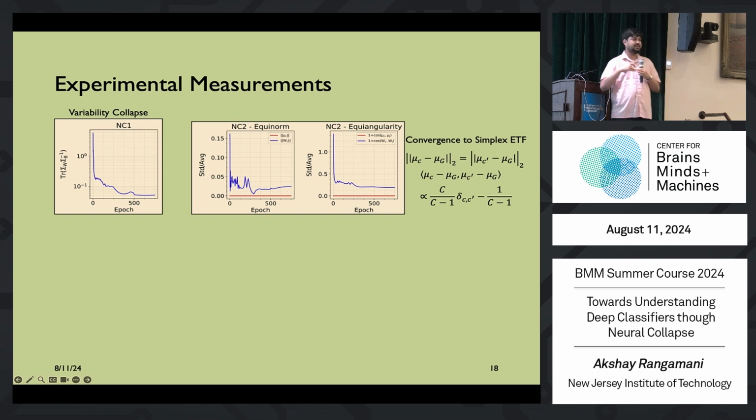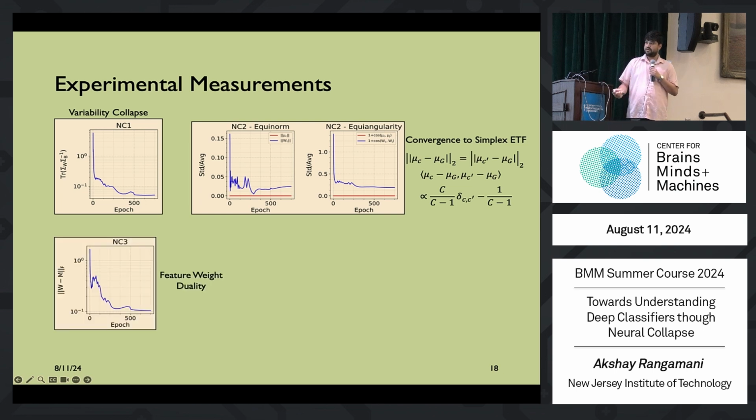These conditions are called NC1 through 4. NC2 is the condition that your mean vectors spread out to be as far away from each other as possible, which is captured by this simplex ETF. So all of the mean vectors have the same norm, and they have the same angles with each other. And then the third condition is feature weight duality, which is that the classifier vectors and the mean feature vectors are duals of each other. So if you measure the distance in Frobenius norm, you could do it in other ways too, you'll see that those start converging.